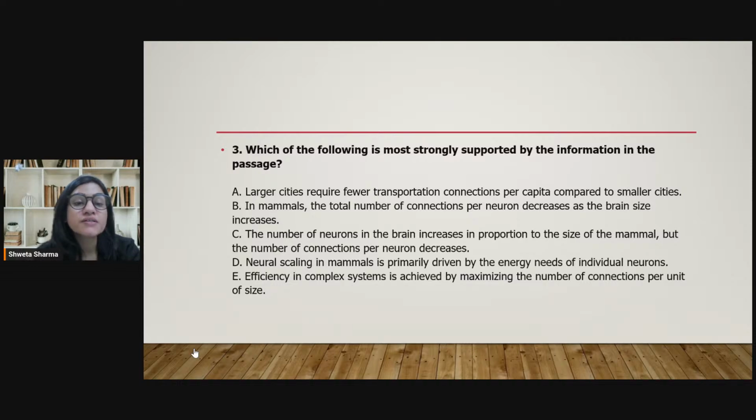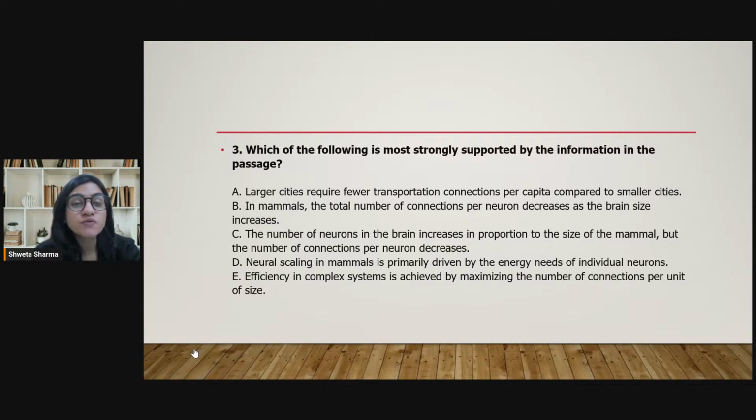The number of neurons in the brain increases in proportion to the size of the mammal, but the number of connections per neuron decreases. Neural scaling in mammals is primarily driven by the energy needs of individual neurons. Efficiency in complex systems is achieved by maximizing the number of connections per unit of size. Okay, so what are we talking about in the statement? We're talking about strongly supporting the information in the passage. So the information in the passage is very important. What am I trying to support? What is the conclusion we are trying to support?